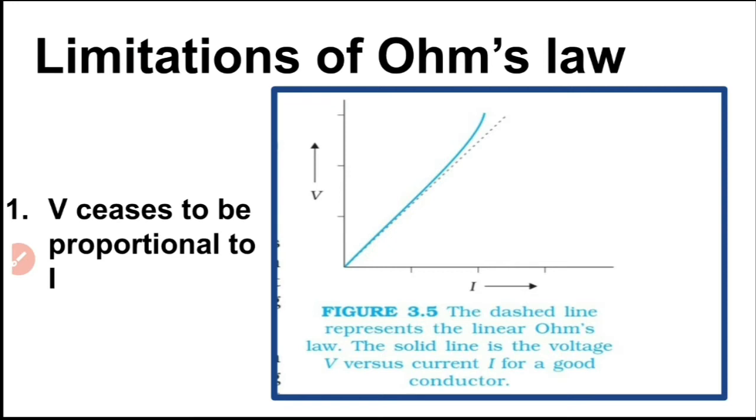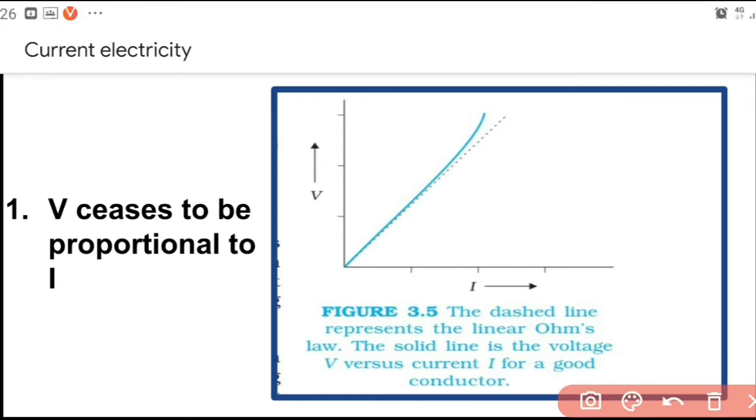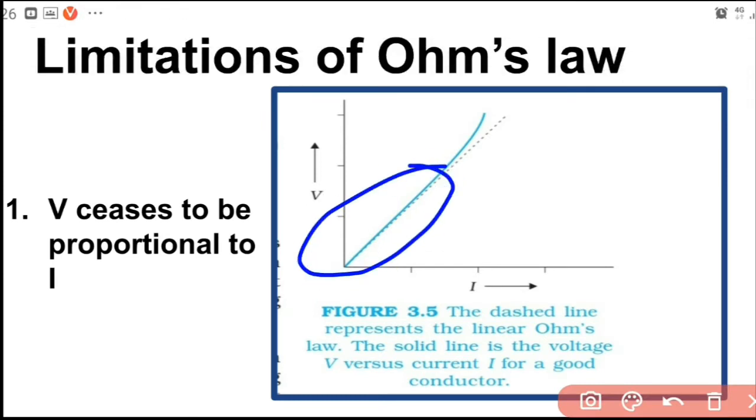In the lower temperature region, the graph shows exactly the theoretical behavior. But as the current increases, it shows a deviation from Ohm's law. That's what we mean by V ceases to be proportional to I. That is the case where the conductor becomes a non-ohmic conductor. In the low current region, V is proportional to I, but when the current increases up to a high value, V ceases to be proportional to I.